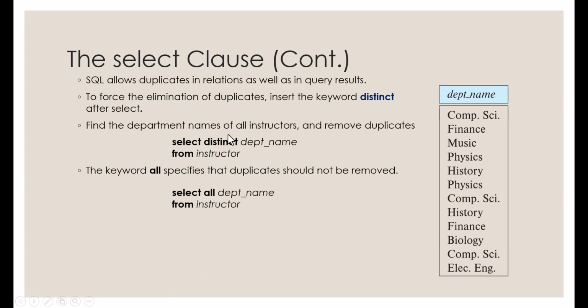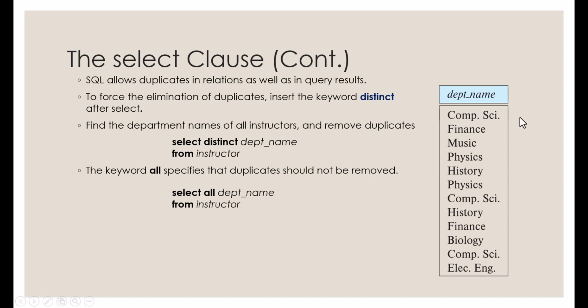Okay, so we have select distinct department name from instructor. By default, SQL does return all of the duplicates. So if you don't want to see any duplicates, such as you just want to see which department names are in instructor, you run it with select distinct and this is what you'll get.